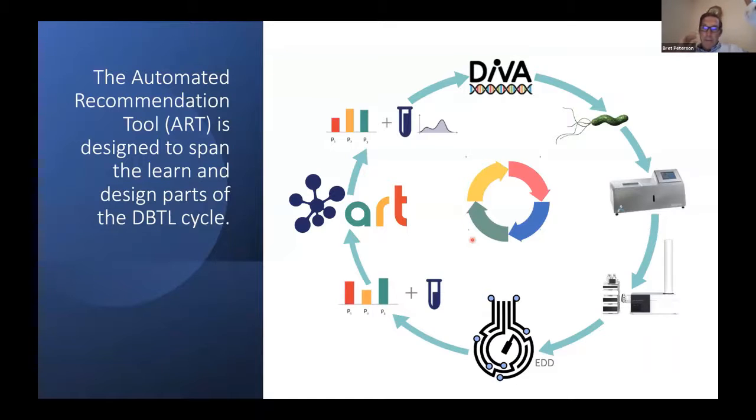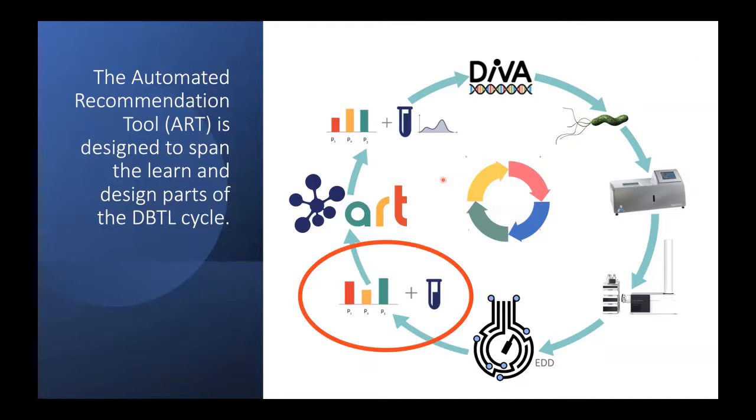All right, so I'm going to be talking about the automated recommendation tool, ART, that Tijana gave half of her keynote on. And I'm going to talk about a particular area we've been looking at a possibility of improving. So ART is really designed to be in both the learn and design part of the DBTL cycle. But if we can make very accurate predictions, then we're pretty confident that we can make good recommendations at that point. So it's the learn part that I will be focusing on today.